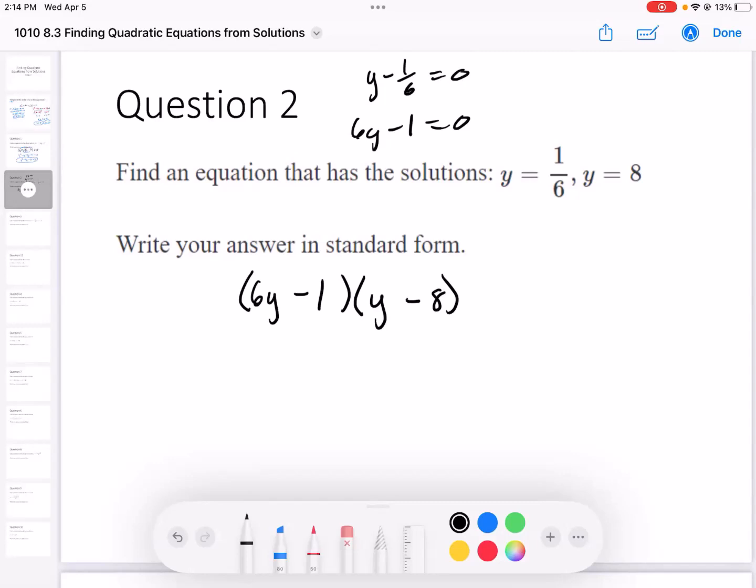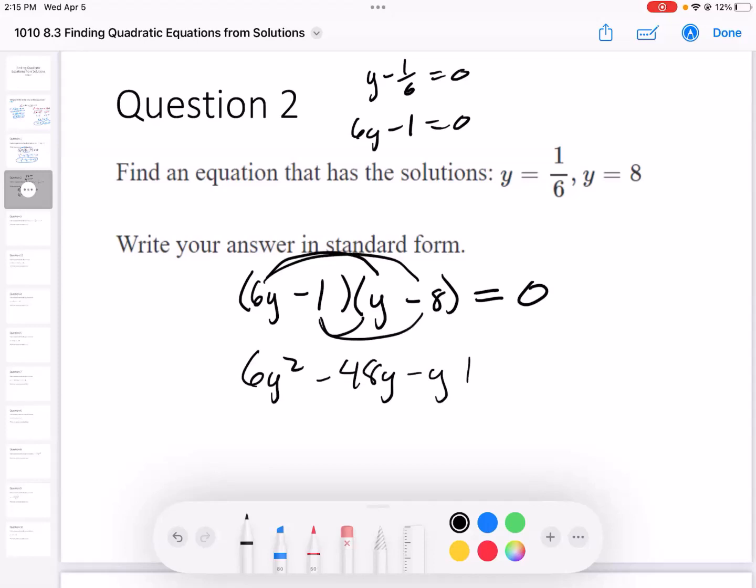Okay, so these are my two factors, and when I multiply these two factors together, I set it up so that they'll equal 0. So then you just FOIL it out and you say, well, 6y times y is 6y squared. 6y times -8 is -48y. And -1 times y is -y. -1 times -8 is +8. Then you can combine like terms and you get 6y squared minus 49y plus 8 equals 0.